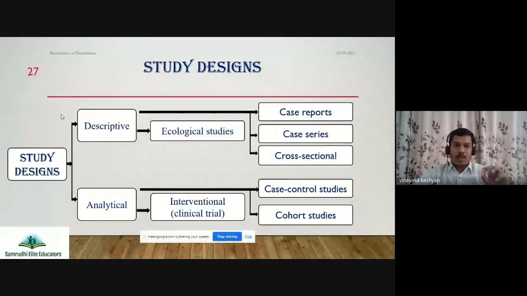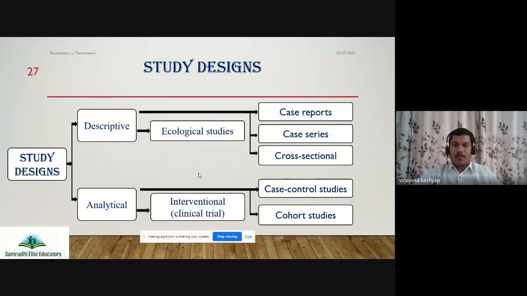Usually we have two types: one is descriptive, one is analytical. Descriptive is usually going to give you the hypothesis. What is a hypothesis? For example, I want to make a hypothesis that the prevalence of diabetes is so and so. That is your hypothesis. Analytical studies are going to test that particular hypothesis. In descriptive, case report and case series are there. The only thing you take in the dissertation is a cross-sectional study. Then in the analytical study, you have case control, cohort, and then intervention or RCT.